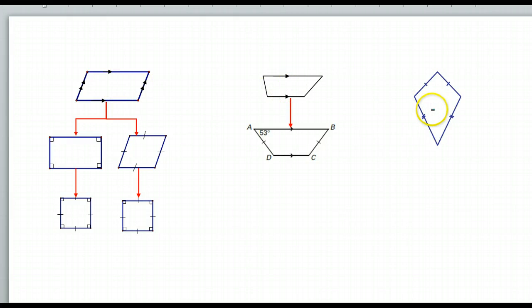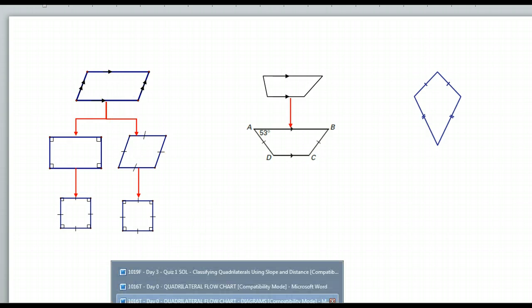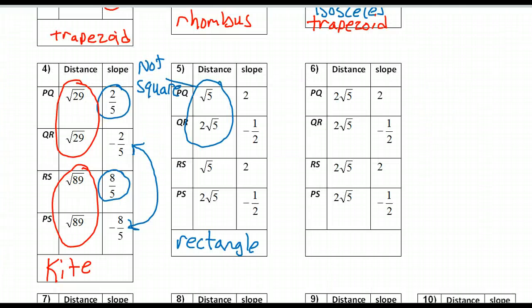Parallelogram, trapezoid, or kite. Let's start with parallelogram. Okay, looking at this data. Is this a parallelogram? Well, I can already see that all the lengths are the same. That means the opposite sides are the same. Look at these slopes. 2, 2, negative 1/2, negative 1/2. This is a parallelogram. You can probably look ahead and already see that this is going to be a rhombus.